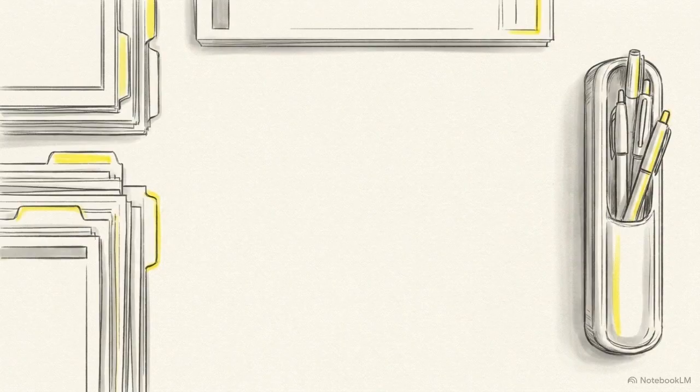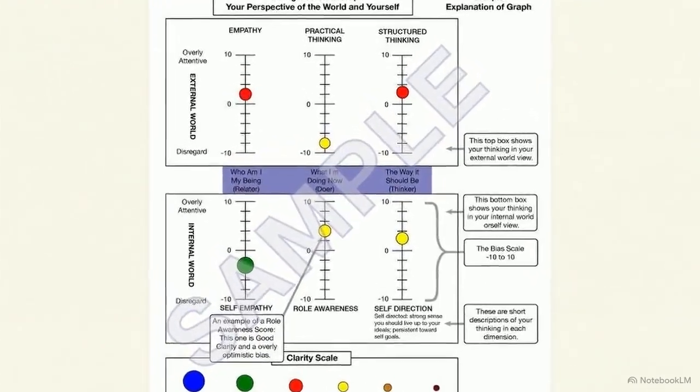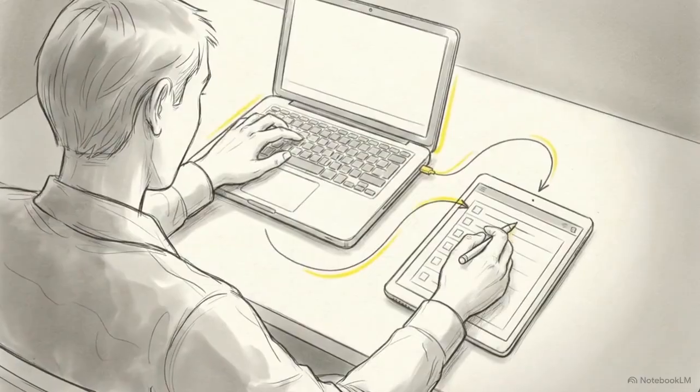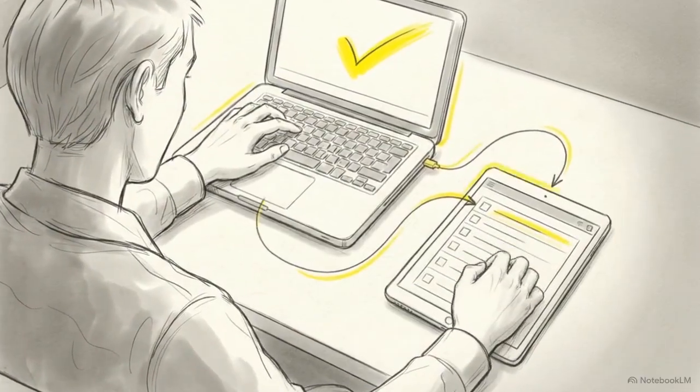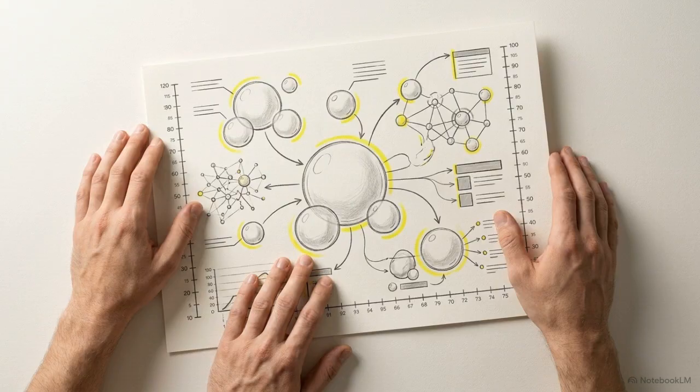Before we begin mapping out your steps, please make sure you have two documents in front of you: your printed thinking overview graph and your blank lag and lead tracking sheet. Completing the assessment gave you the raw data. The actual value comes from systematizing those psychological insights so you can hit your goals with far less friction. Step 1 is decoding your clarities and biases.